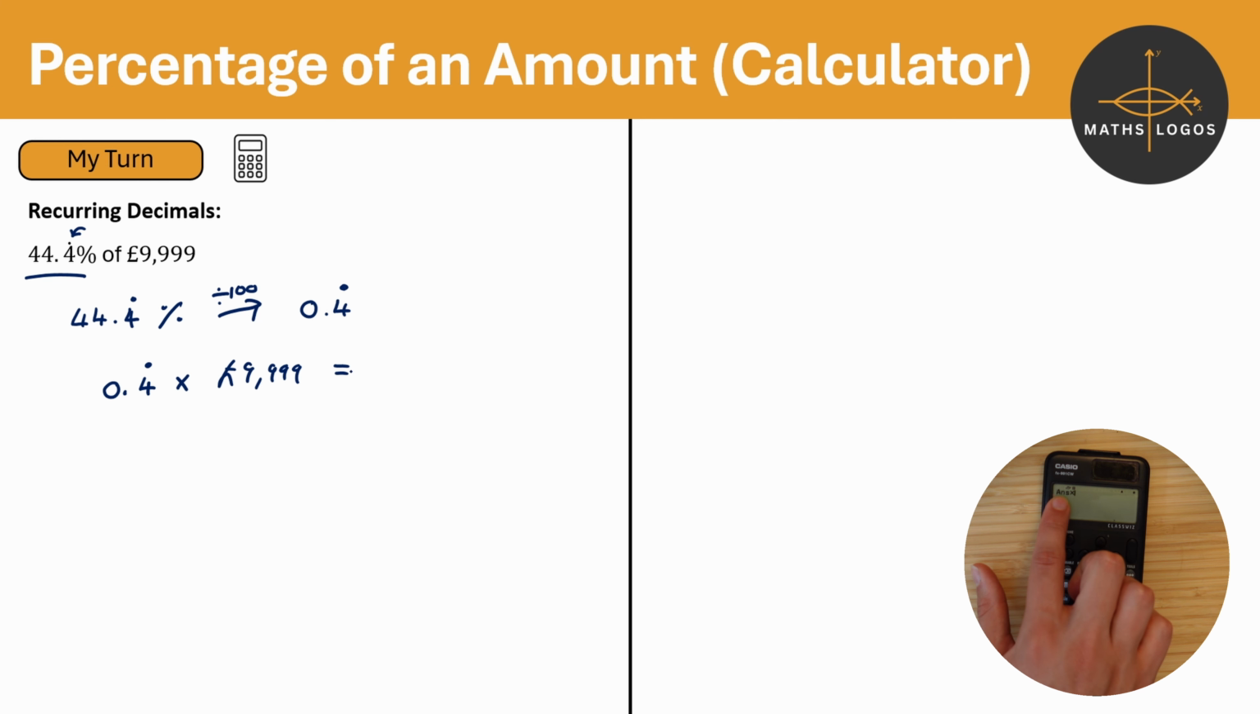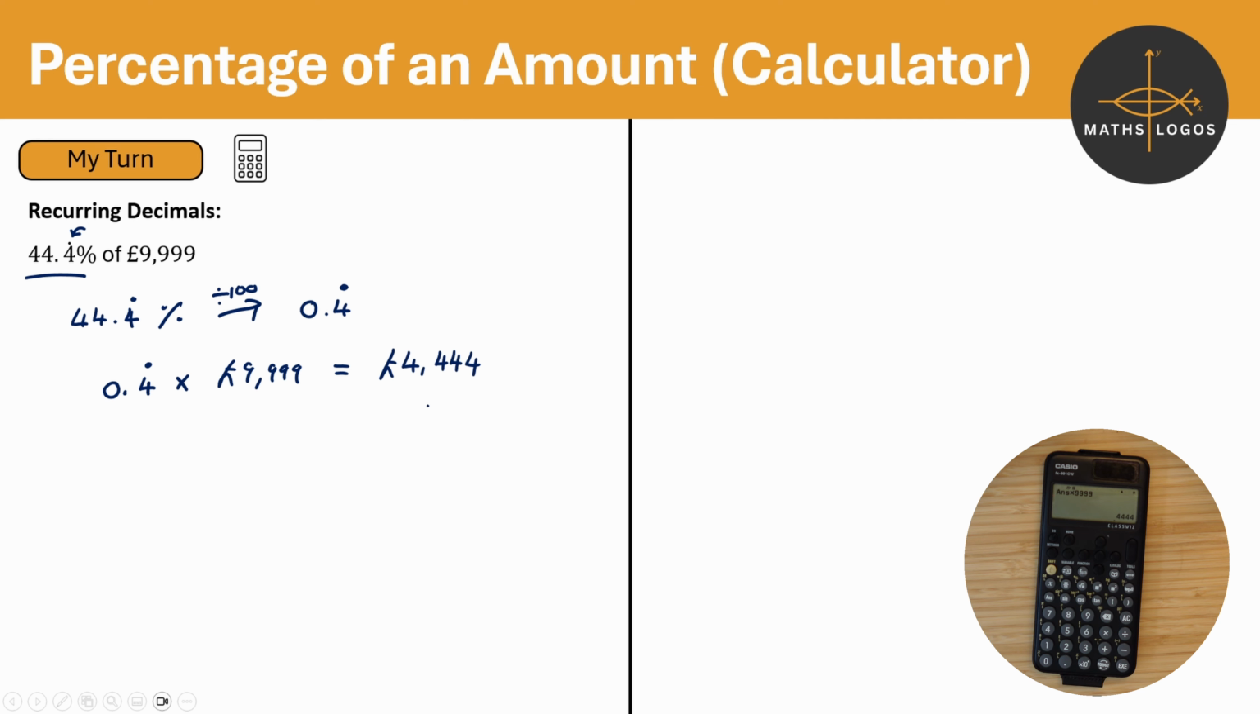If you notice, the answer button pops up. I multiply that by my 9,999 and hit my execute, and it gives me an answer of 4,444. That's one way to do it.